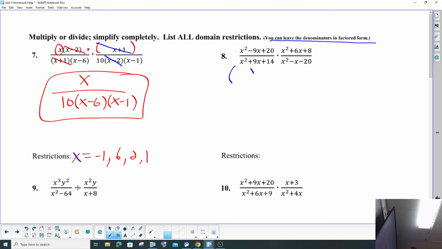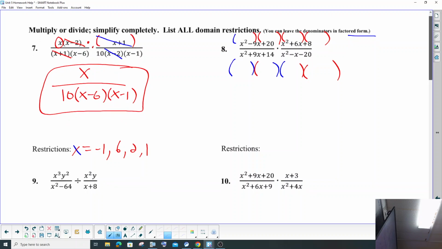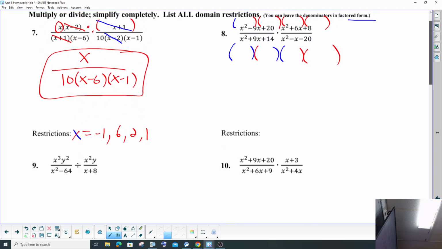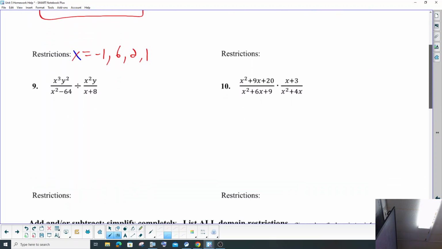You try number 8. Don't forget, you're going to have to do so much factoring. So much factoring. Not gonna lie, I don't remember most of it. There's so much factoring. Okay, let's see here. Then our restrictions come from those factors.